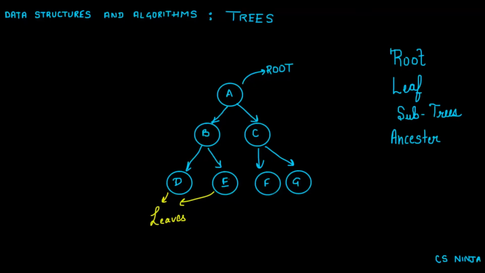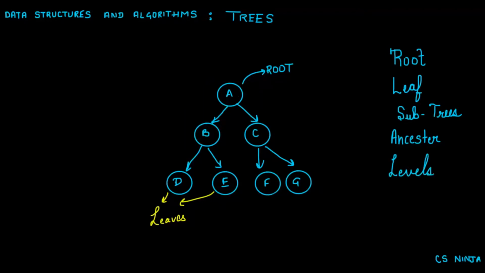What I mean to say here is that if somebody asks you what are the ancestor nodes of E, then the ancestor nodes of E are A and B. What are the ancestor nodes of G? Ancestor nodes of G are A and C. Now what are the ancestor nodes of C? C has only one ancestor node, and that is A.